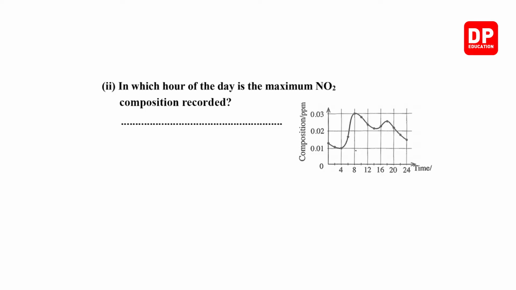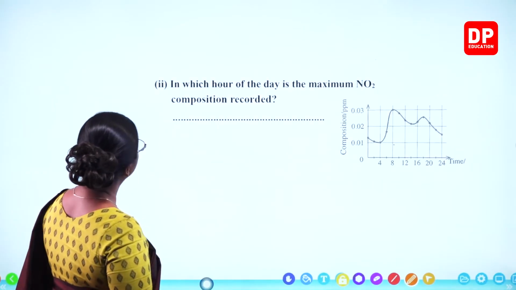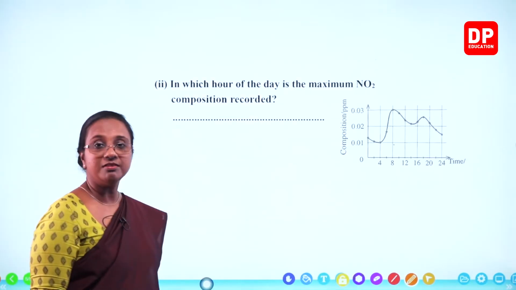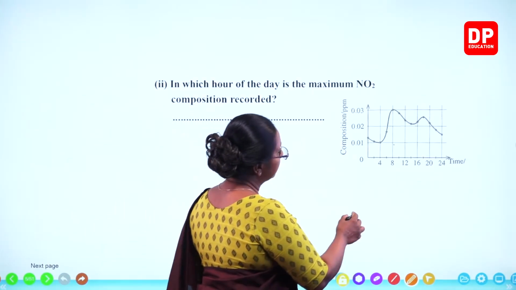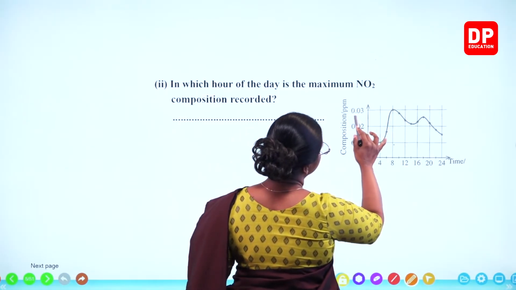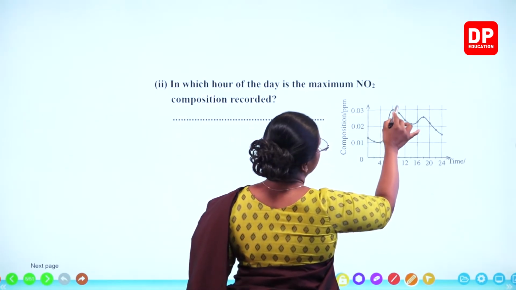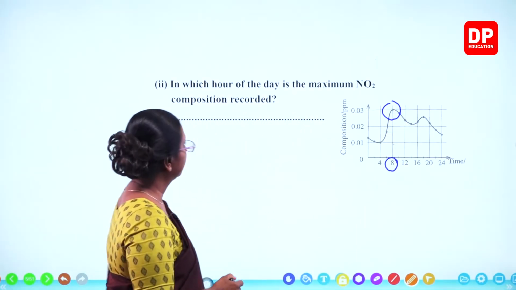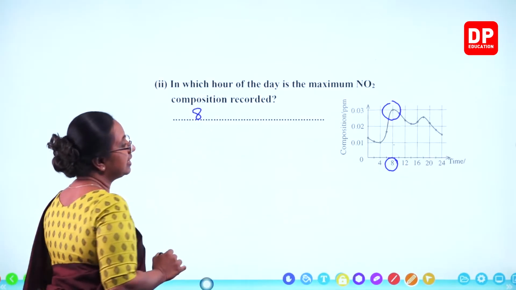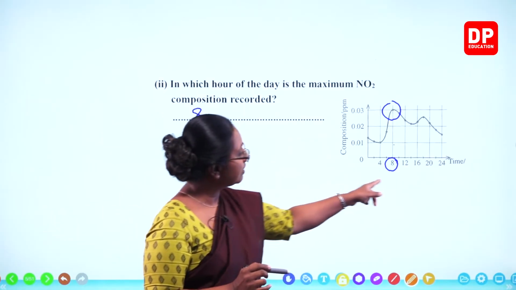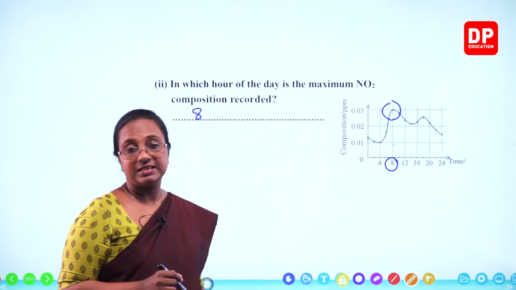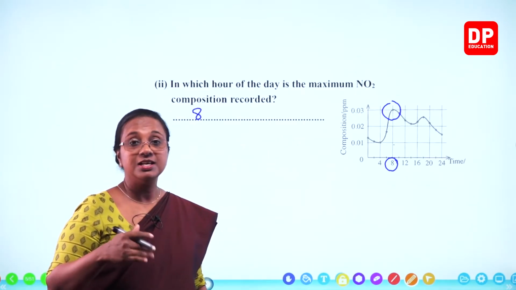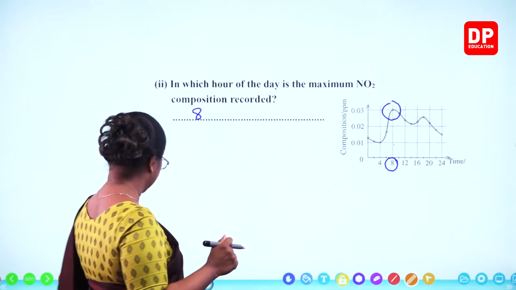Then the second part in that question: in which hour of the day is the maximum NO2 composition recorded? That of course you can easily identify. We already discussed 0.03 ppm. That is here. So that is recorded at the 8th hour. If you write the answer as 8, that is fine, because here the time is given in hours. But you all know that is 8 a.m., because we start from midnight. So 8 hours is 8 a.m.